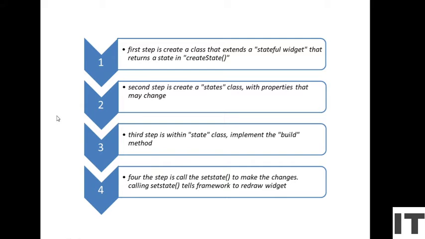Second step is create a state class with property that may change. This step will be to create a separate state class for that widget along with property that might change in future. Third step is within a state class implement the build method.